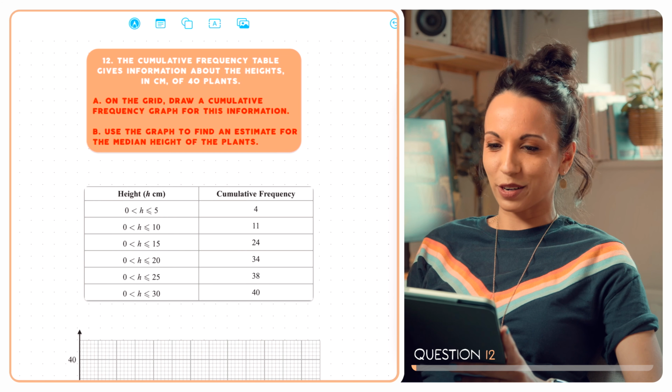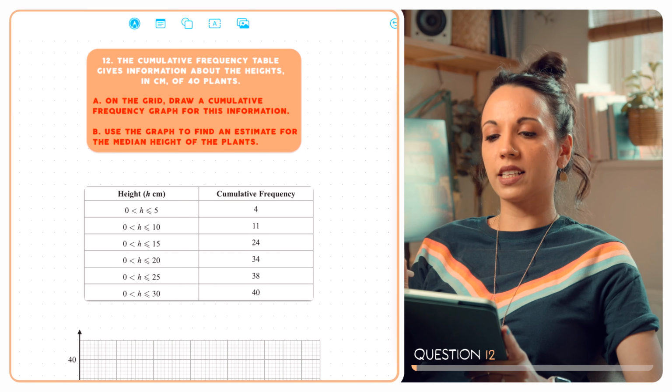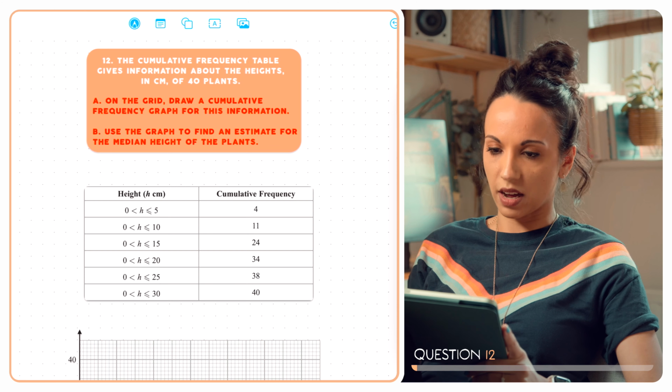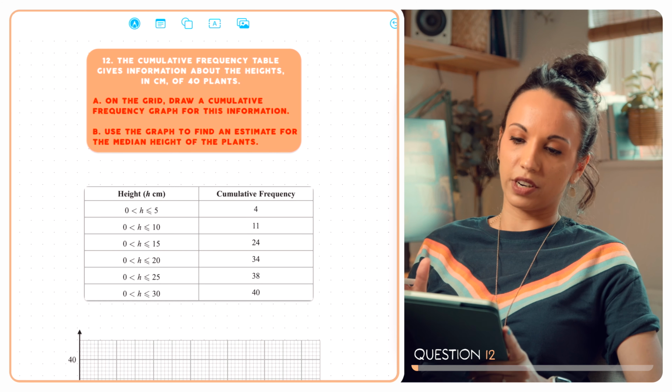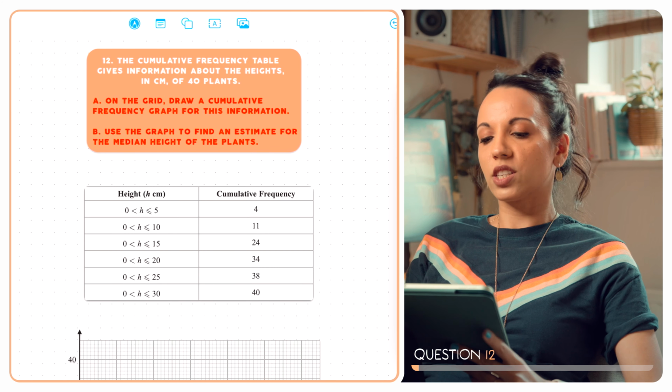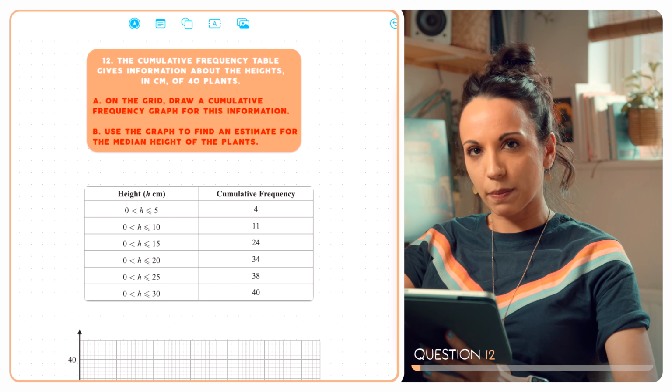Okay, question 12. The cumulative frequency table gives information about the heights in centimetres of 40 plants. Question A, on the grid, draw a cumulative frequency graph for this information. Okay, so cumulative frequency is a bit like a running total. It's like adding everything up as you go along.